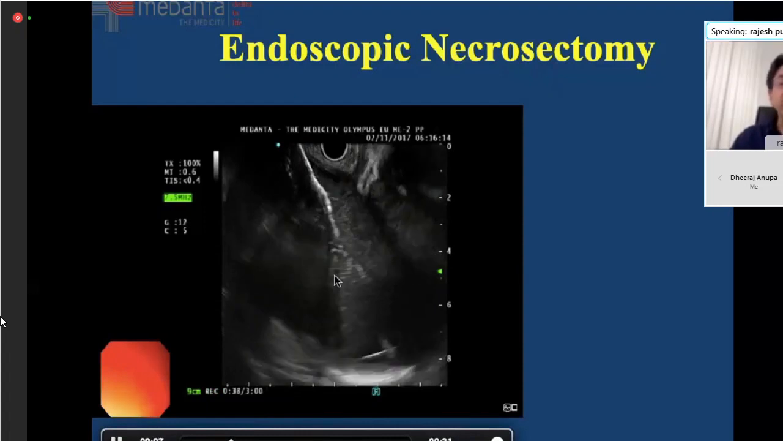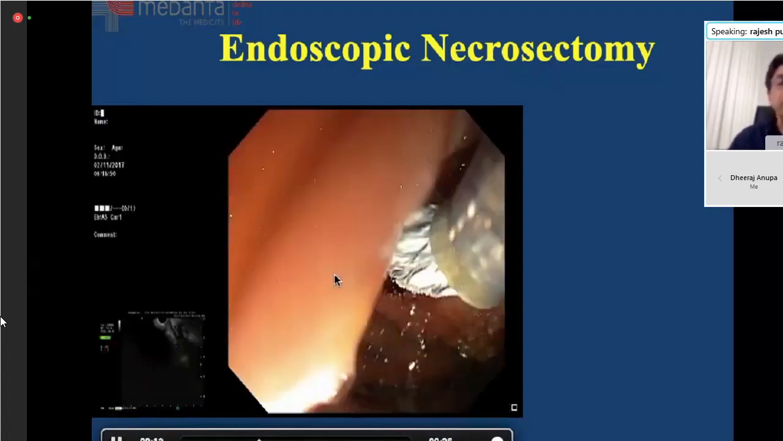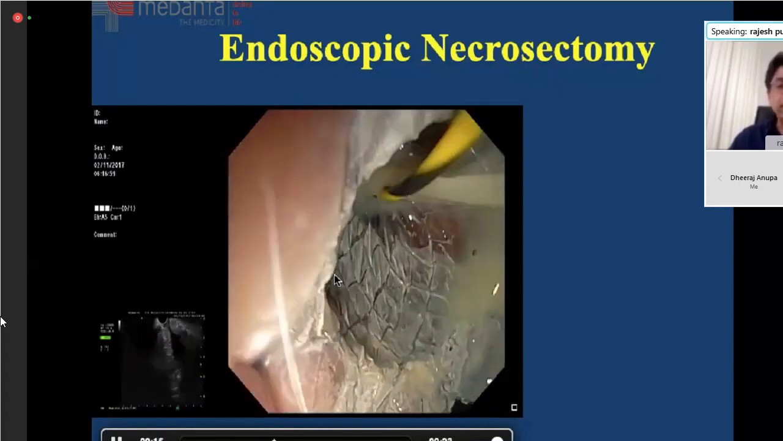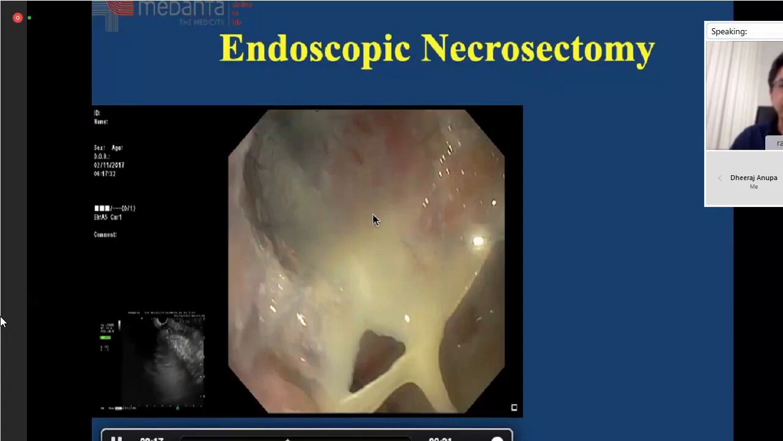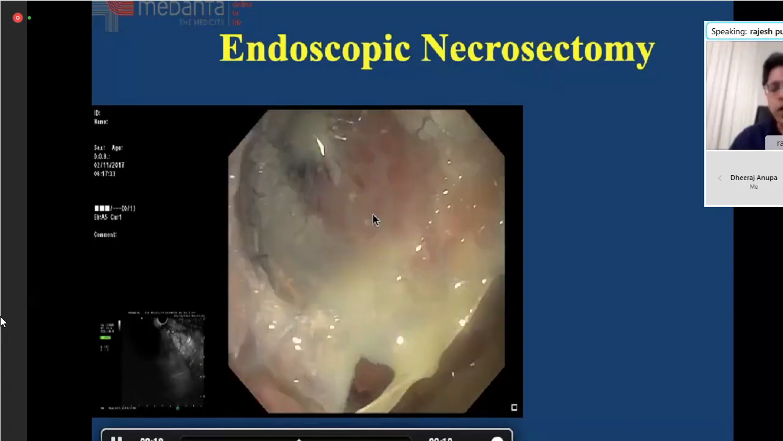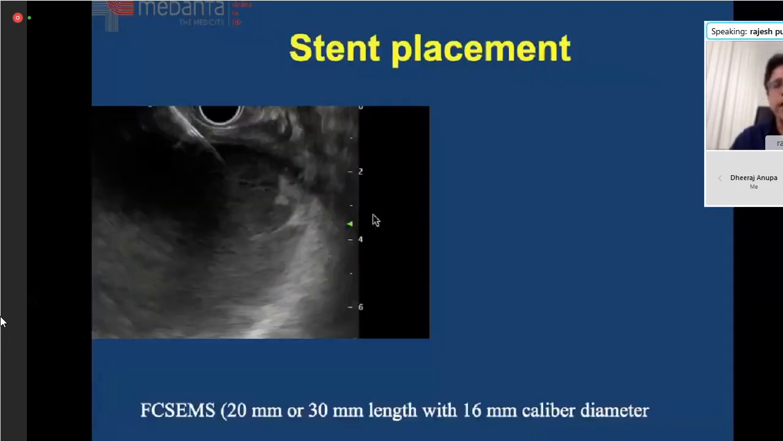That has completely changed the treatment of WOPN because of the availability of the Nagy stent or the lumen apposing stent by Boston. This is the metal stent which we have placed, and you can see the pus coming. You can go inside and do the necrosectomy, you can dilate, and you can go in the same session.